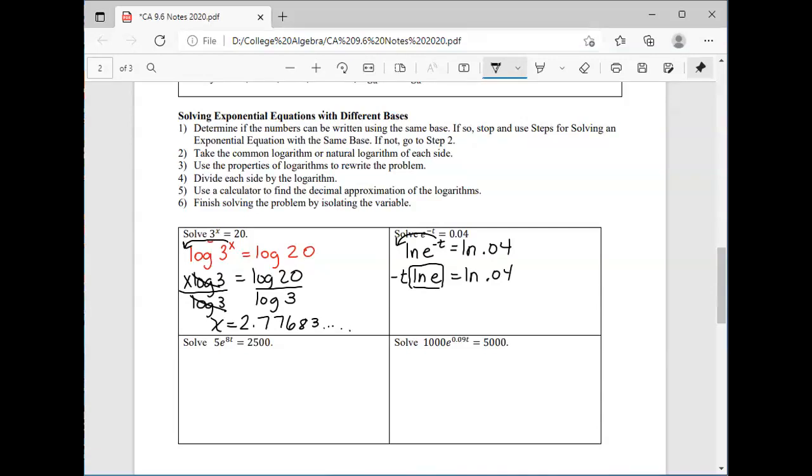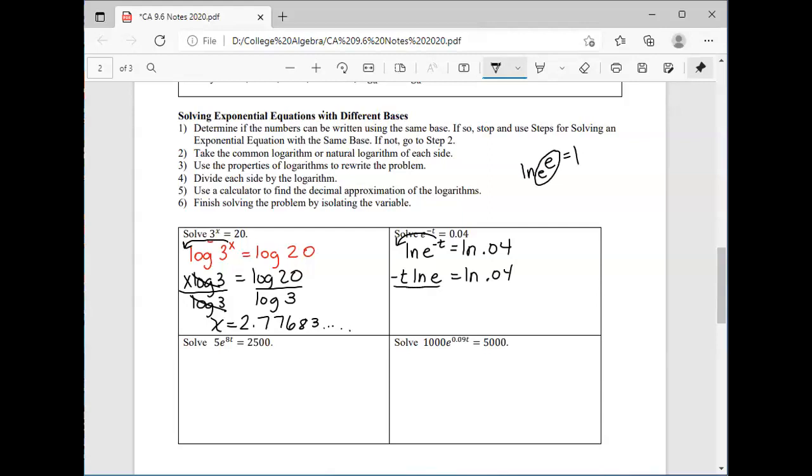And so at this point, I would just say, well, negative T is equal to the natural log of 0.04. You're not going to get it wrong if you just do the steps we were doing though. So the natural log of E, just to remind you from Friday, because if you've got a base E and these things are the same, then that's going to be 1. But I just need to get T by itself.